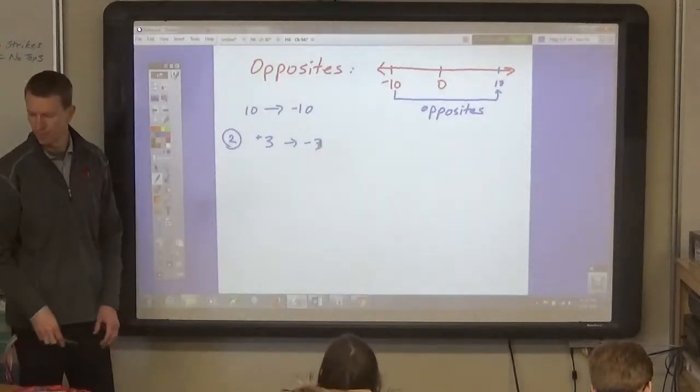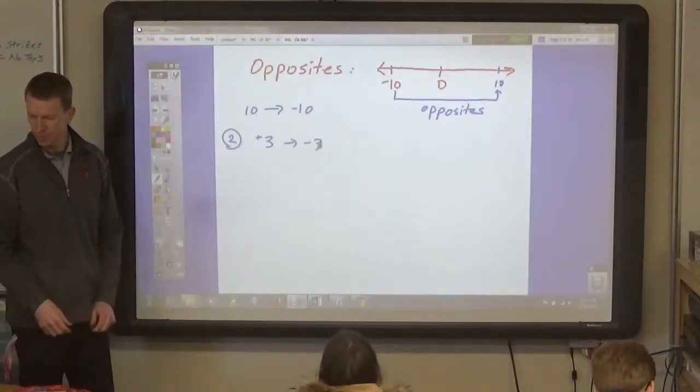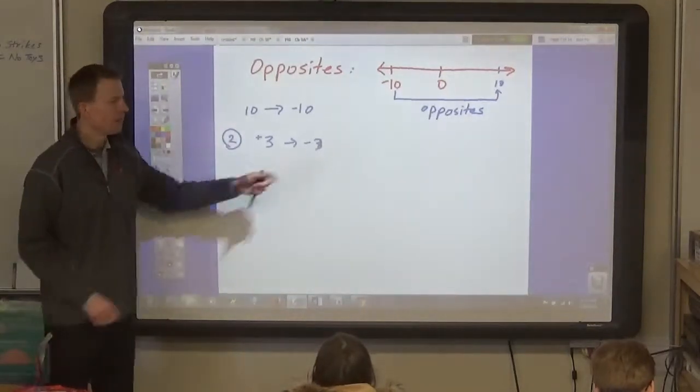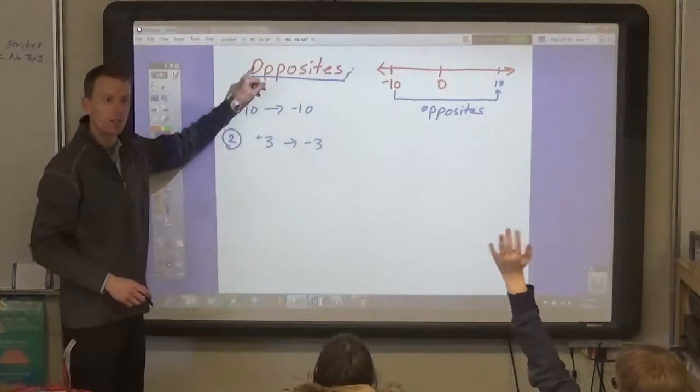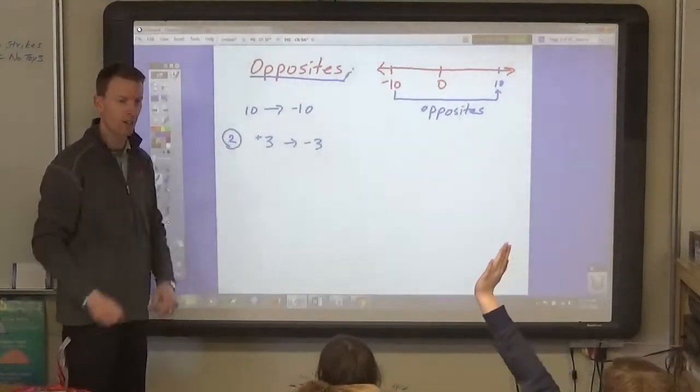Alex? So then for the 7, if it's -10, then we grade +10? Right, because they are what? And one more thing. They're what? Opposites. Because they're opposites. Positive and negative are opposites.